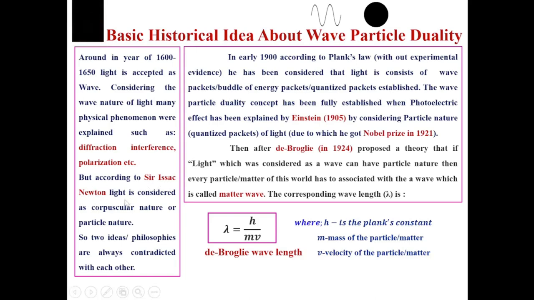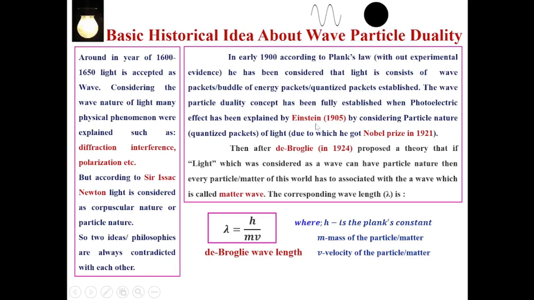But according to Sir Isaac Newton, light is considered as corpuscular or particle nature. So in that era, two ideas, light is a particle and light is a wave, were always contradicted with each other. But in early 1900, according to Max Planck, without experimental evidence, he gave the law that light consists of wave packets, or bundles of energy, or quantized packets, which was established in early 1900. That means he gave Planck's law that light is also considered as a bundle of packets, or quantized packets, or one type of particle, right?